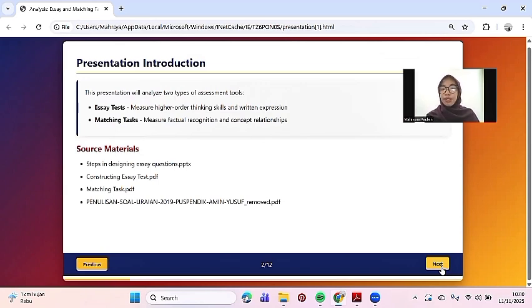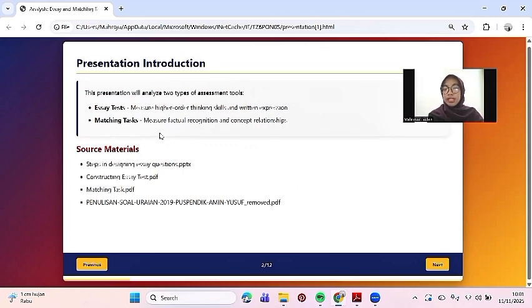Okay, in this part, I will introduce the main focus of our presentation. We are going to analyze two types of assessment tools. The first is essay test, and the second is matching task. Essay tests are designed to measure students' higher order thinking skills. They help teachers to see how well students can organize ideas and express their understanding in written form.